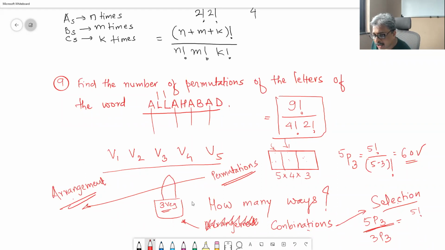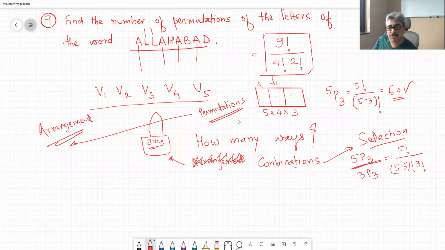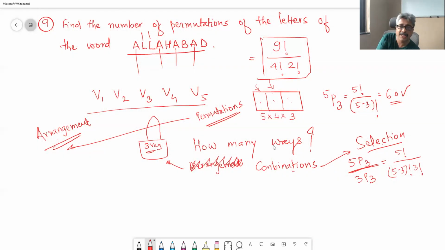Therefore 5 factorial upon 5 minus 3 factorial, that is 5P3, and I am not interested in permutation, therefore divided by 3 factorial. This should be our answer. This is the answer for selection. This is the answer for combination. So in the statement of the problem, you need to identify whether you are asked to find permutations or combinations.